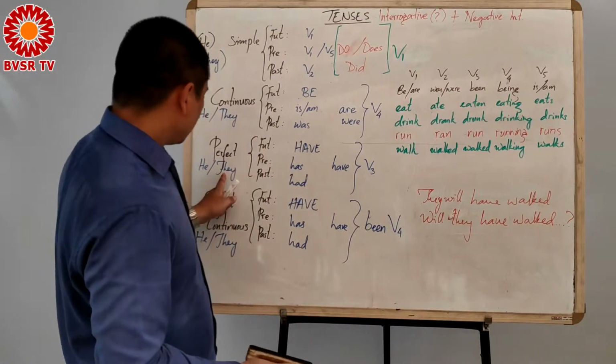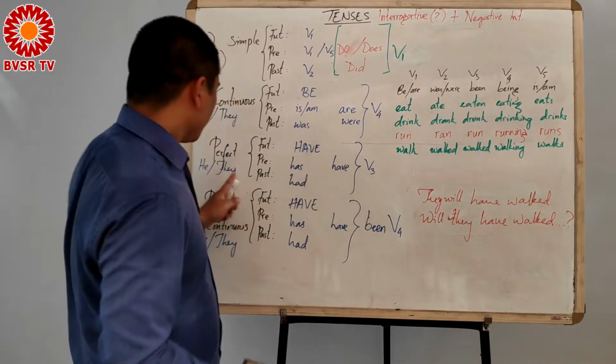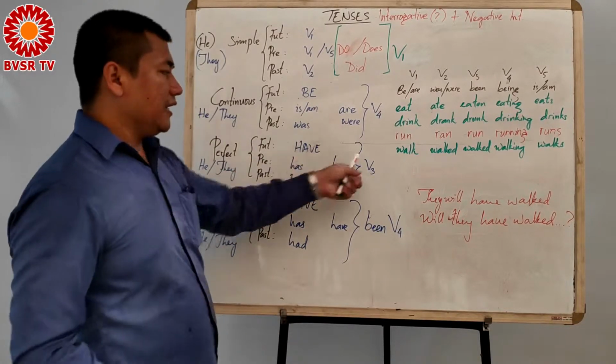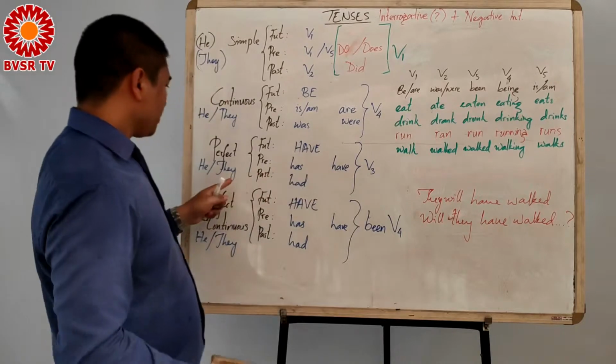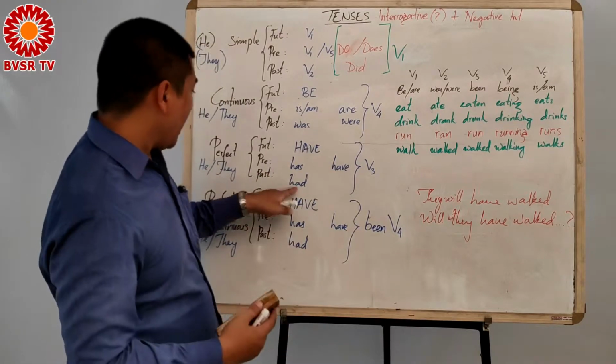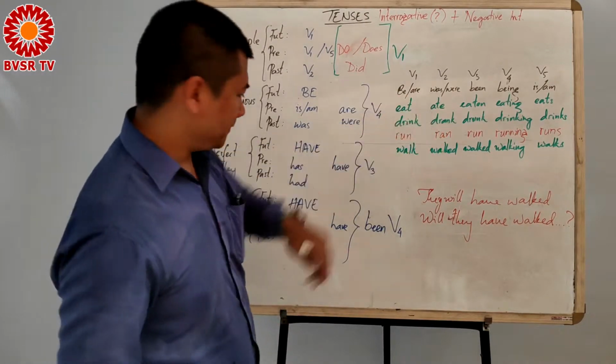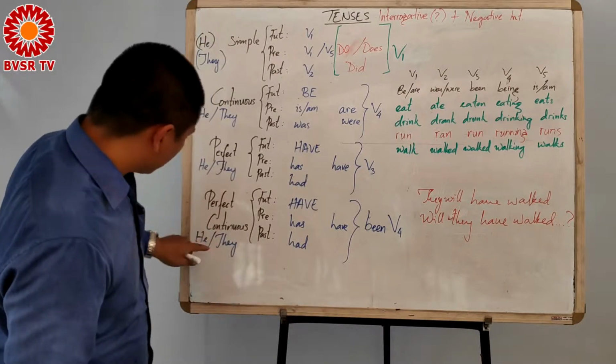And in the present, they have walked in the park. Have they walked in the park? Okay. And the past will be, they had walked in the park. And the interrogative will be, had they walked in the park? Now we'll go for perfect continuous tense.